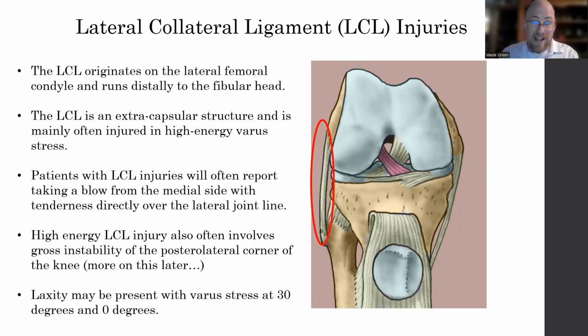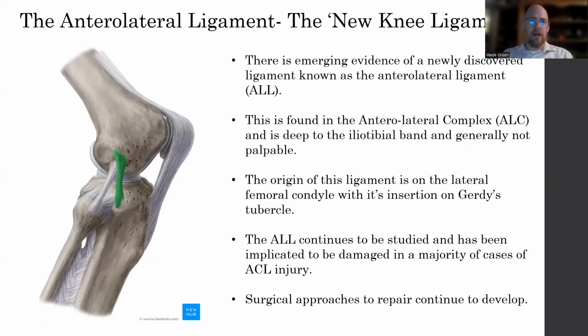That's a little bit more of an advanced concept, right? So generally speaking, someone with a high grade LCL injury likely will also have gross instability of the posterior lateral corner, right? So something to keep in mind. And remember, Varus stress now, we need to do 30 degrees and 0 degrees, okay? And someone with an LCL injury may present with laxity.